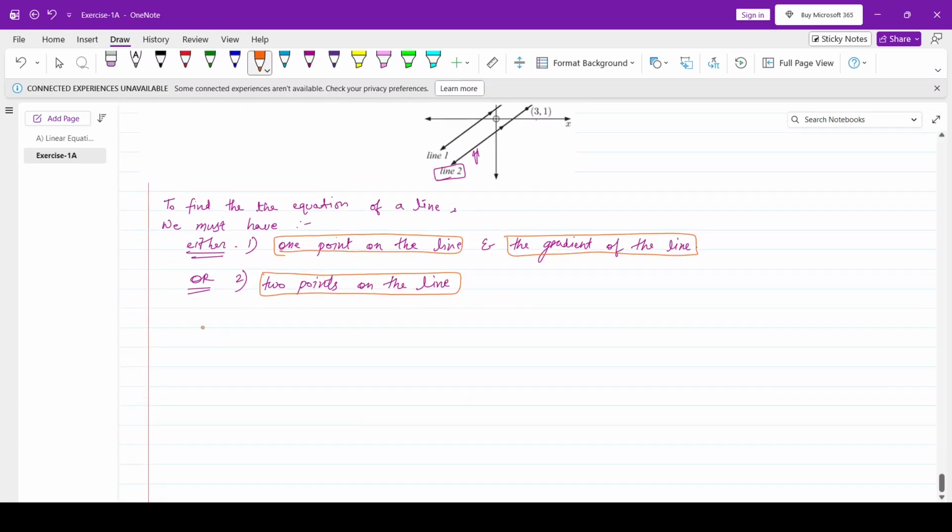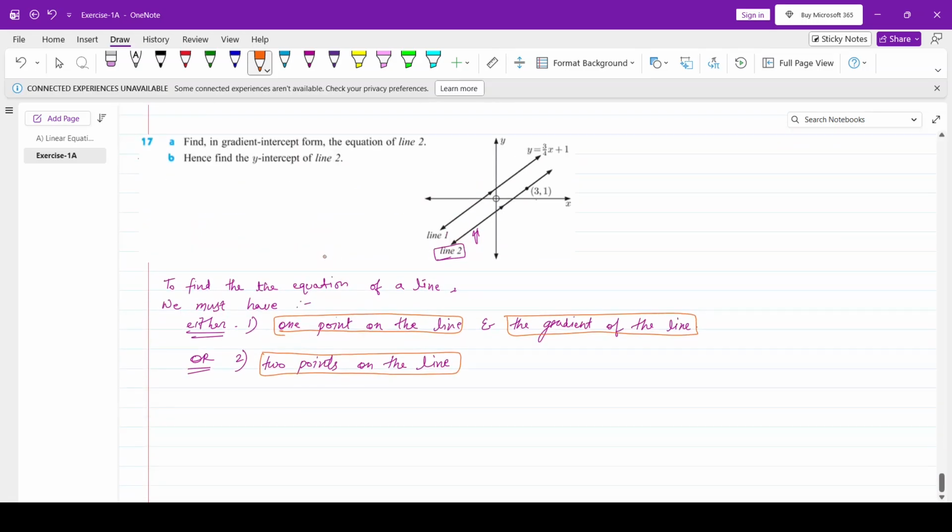So what I'm saying is, if I need to find the equation of a line, I must have the gradient of the line and at least one point on the line. If I do not have the gradient of the line, then I must have 2 points on the line so that I can calculate the gradient. So let's find the solution of this question. Part A, find in gradient intercept form the equation of the line 2.